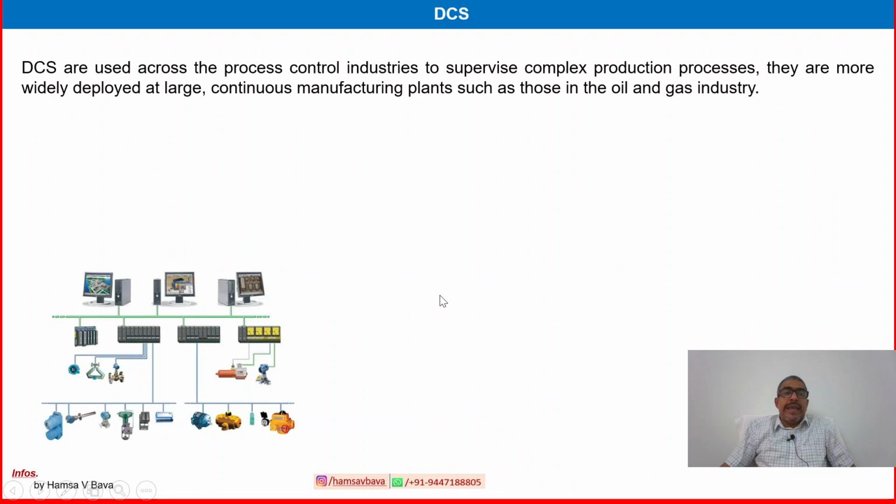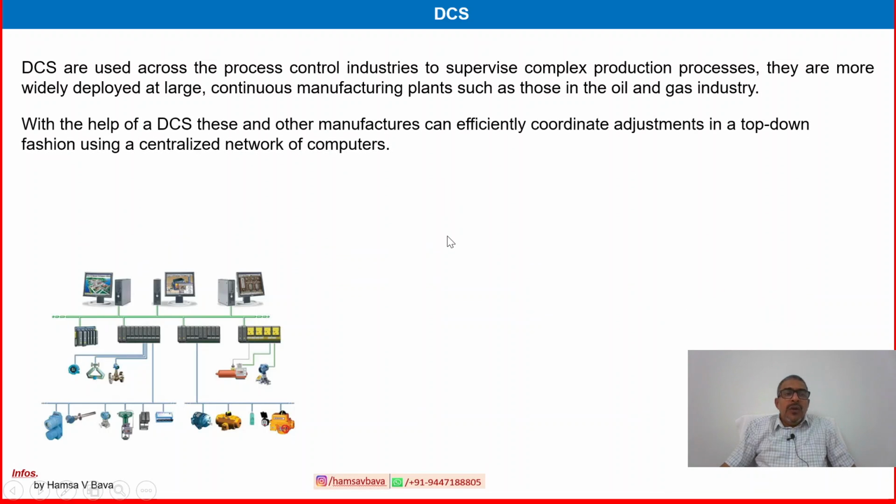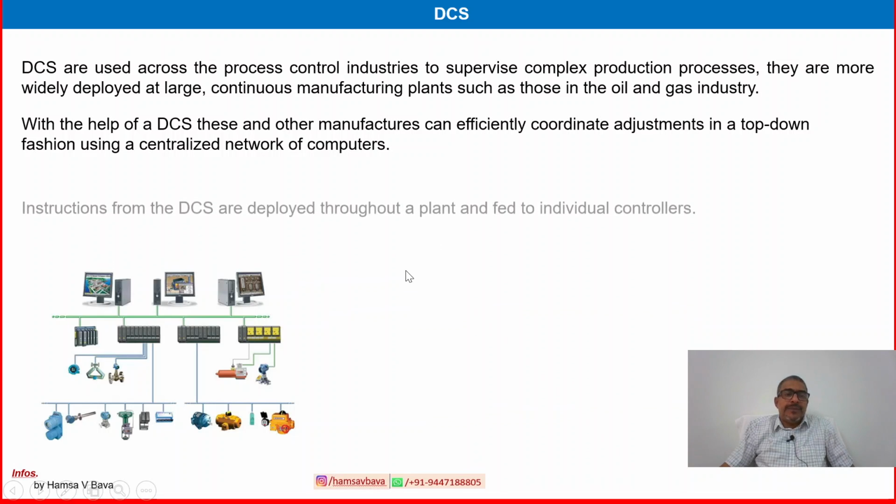DCS are used across the process plant industries to supervise complex production processes. They are more widely deployed at large continuous manufacturing plants such as those in the oil and gas industry. With the help of a DCS, these and other manufacturers can efficiently coordinate adjustments in a top-down fashion using a centralized network of computers and other control systems.